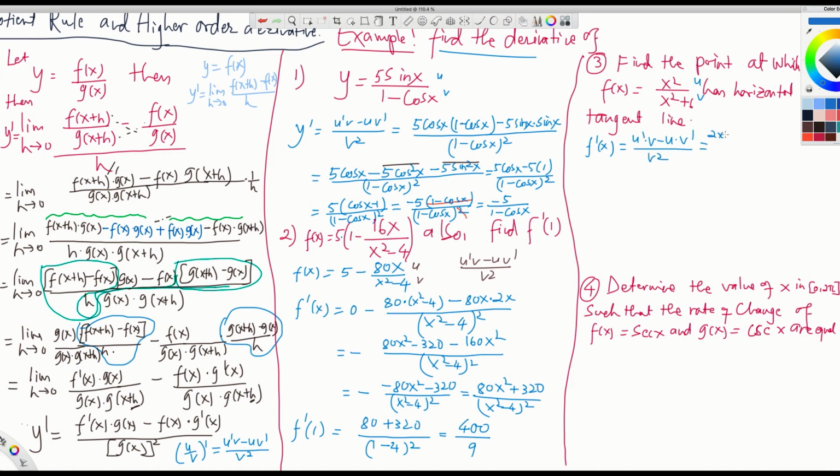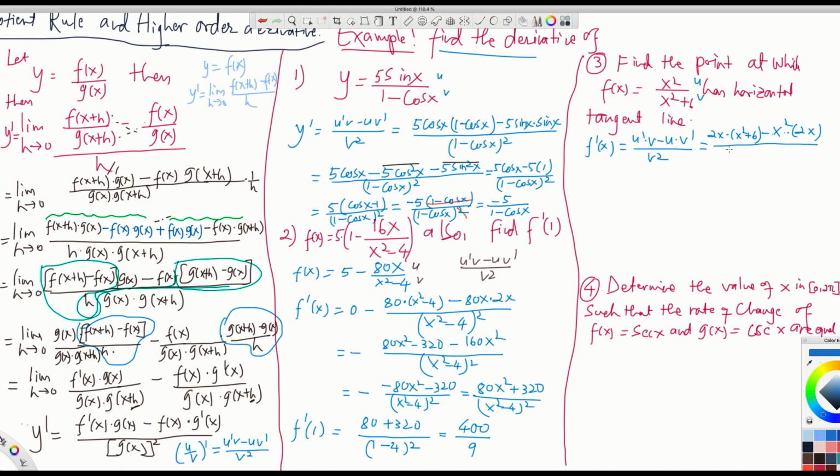u prime is 2x times v, which is x squared plus 6, right? And then minus u times v prime. How do I do that? So minus u times, u is x squared, right? So you write minus x squared times v prime, the derivative of x squared plus 6, which is again 2x, right? Divide by v squared, which is x squared plus 6 squared. You see that?